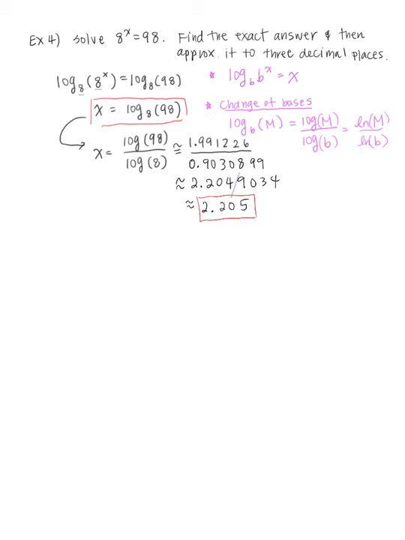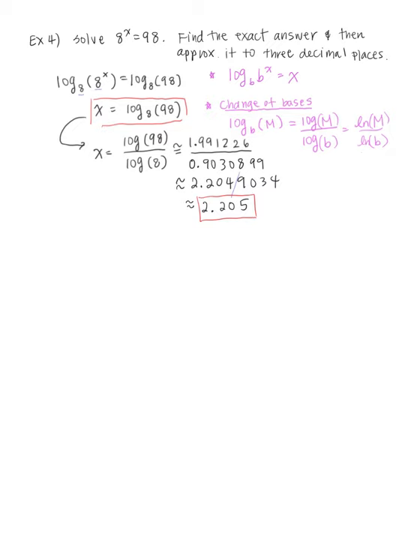Now, if you have a scientific calculator, you did not have to compute log of 98 first, and then exit, and then log of 8 next. You can just simply type in log of 98, whole thing divided by log of 8. But here what I did was I just computed log of 98 and log of 8 separately, and that's all. All right, so that is that.